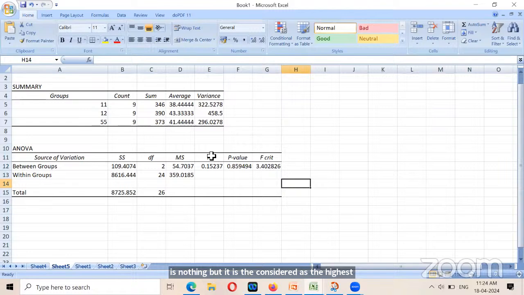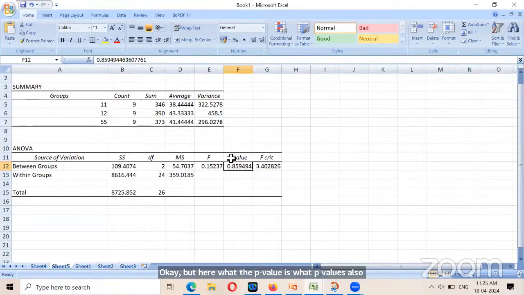So suppose your F value is greater than the F critical value, in that case also the null hypothesis is rejected. But here it is not greater. But here the P value is also greater than 0.5.